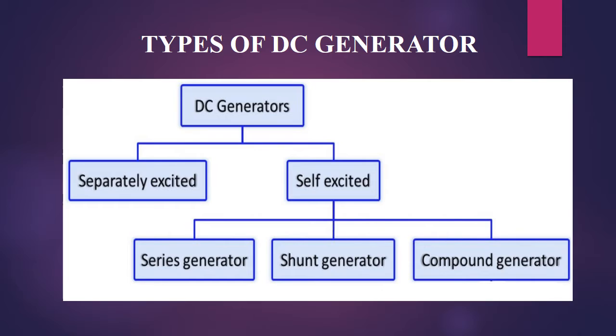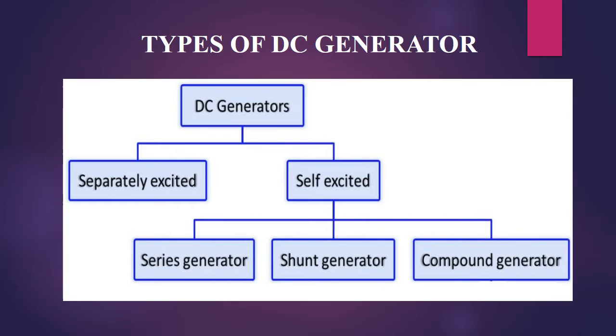Next one is the compound generator. The compound generator consists of both shunt field and series field windings. One winding is in series and the other winding is in parallel with the armature. Depending upon the shunt field and series field connections, compound generators can be classified as long shunt compound generators as well as short shunt compound generators.